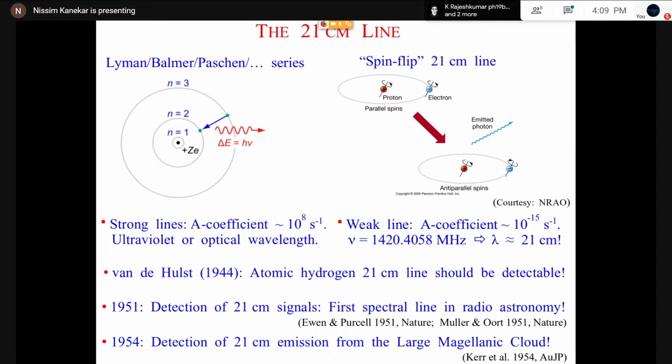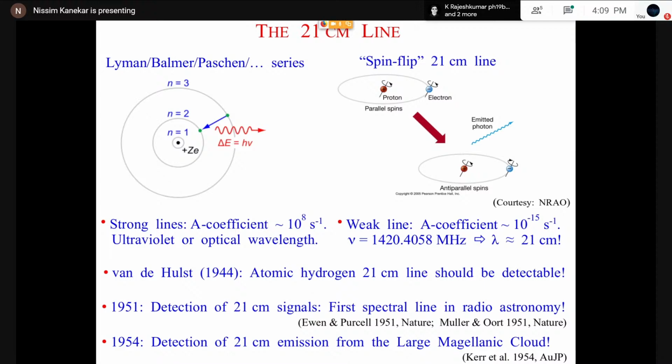But van der Hulst in 1944, after some prodding from Jan Oort, realized that even though the line is weak, the fact that there's so much hydrogen in the universe means that it should be possible to detect the 21 centimeter line from the galaxy, from the Milky Way. And this was a very interesting idea. This is in the middle of World War II, towards the end of World War II, and of course difficult times. But during these times, van der Hulst made this prediction.